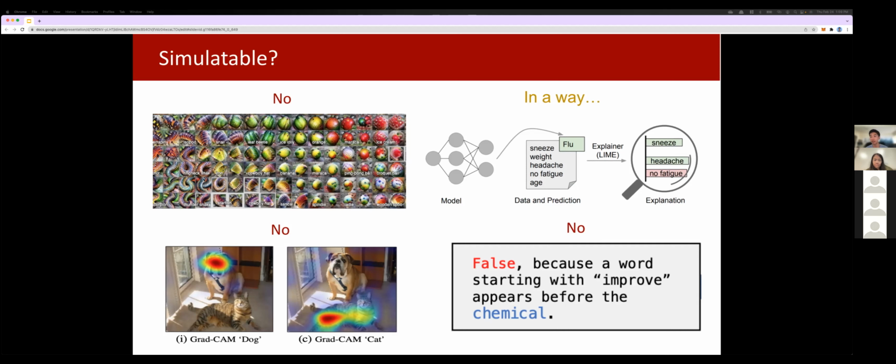And finally, Lime is kind of interesting in the upper right, because it is rather simulatable. Certainly, if we focus on a single data point, if the linear approximation is good to the true function underneath, which it usually is because it's local, we can step through the logic of the linear model to make a prediction. And in this case, I can reason about a lot of things. Like I can reason that maybe we didn't predict flu for this patient because they didn't experience fatigue.